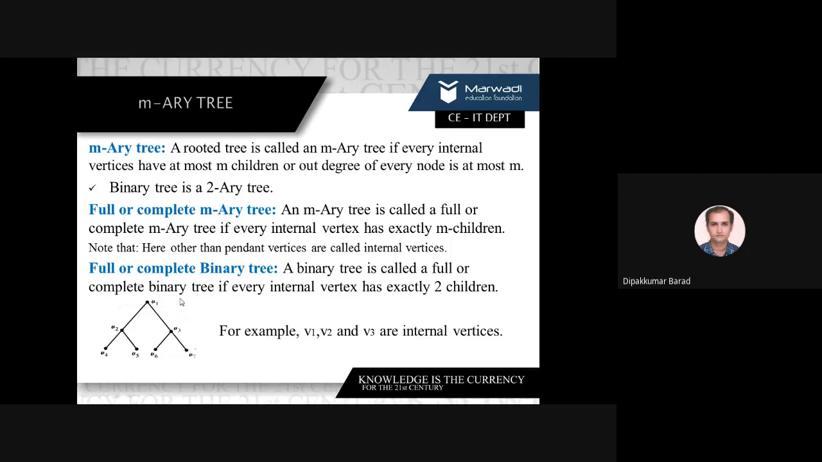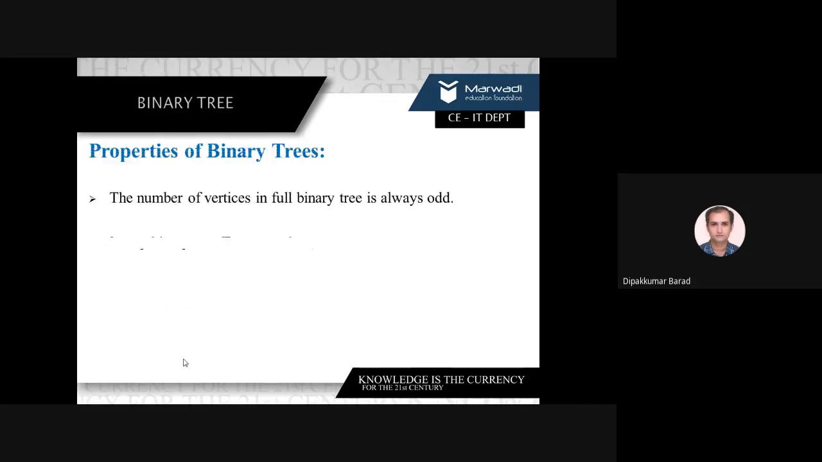So this V1, which also contains exactly two children. So this V1, V2, V3, we call internal vertices. In this, V4, V5, V6, V7 are pendant vertices. These are the properties. The number of vertices in a full binary tree is always odd.